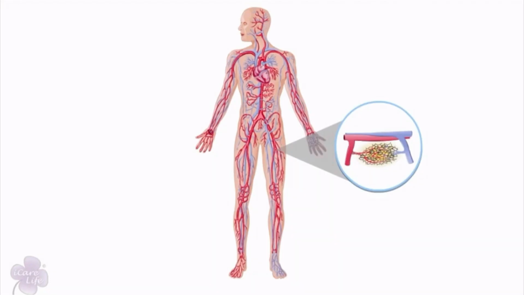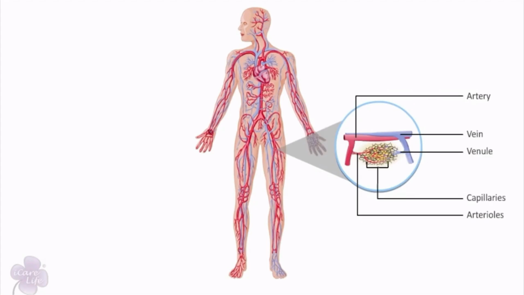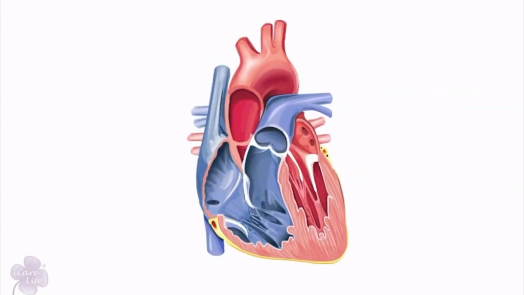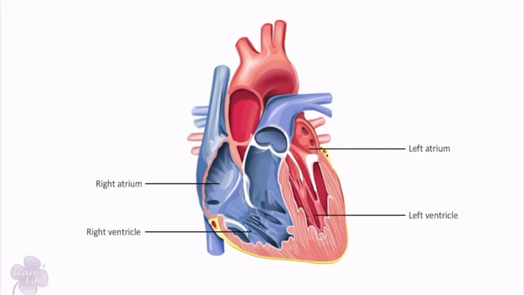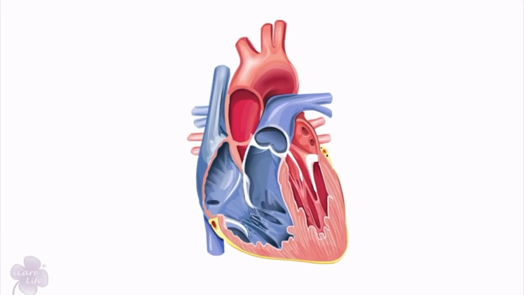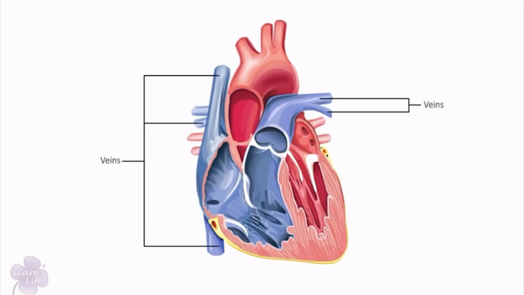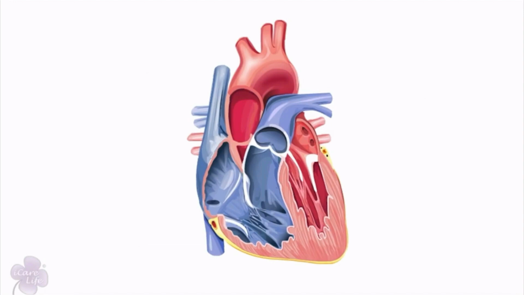The different types of blood vessels are arteries, arterioles, veins, venules, and capillaries. The four chambers in our heart are right atrium, left atrium, right ventricle, and left ventricle. In the heart, the right atrium is connected to the veins. The ventricles are connected to the arteries.